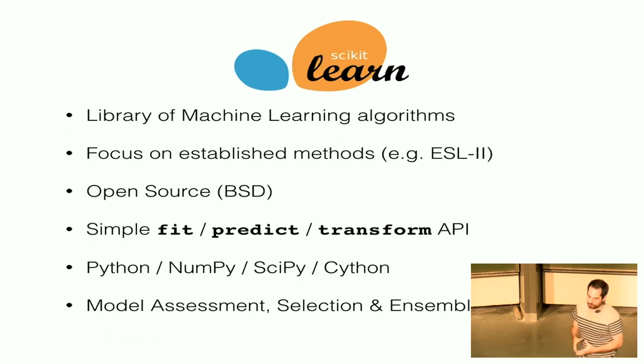It's written in Python using NumPy and SciPy for the vector processing and optimization. And sometimes some of the models don't benefit from efficient array operations, and they need nested for loops, for instance. In that case, we use Cython to compile the performance bottleneck of the algorithm, basically. But most of the code is written in Python.